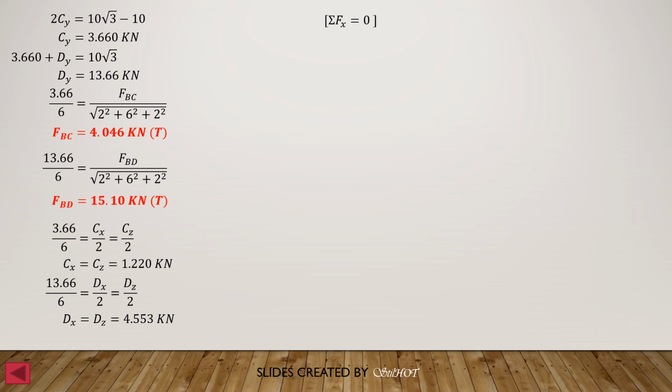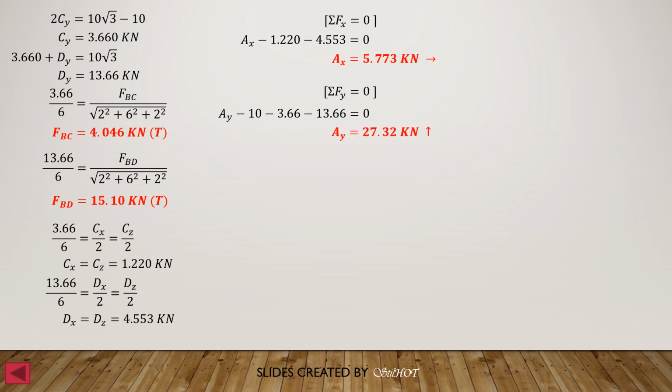So we have AX minus CX minus DX equals 0. So AX is equal to 5.773 kilonewtons, and that is directed towards the positive x-axis. Summation of forces Y equals 0. So AY minus CY minus DY minus the load 10 equals 0. So AY is equal to 27.32 kilonewtons upward.